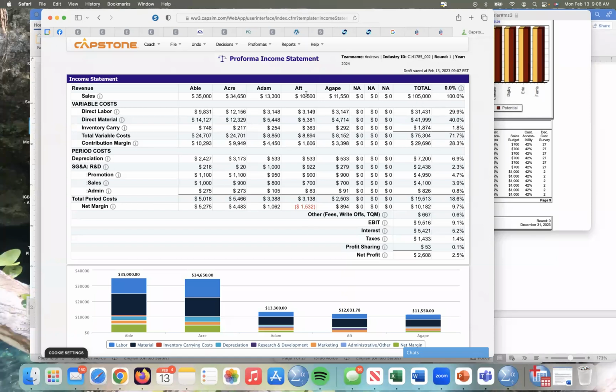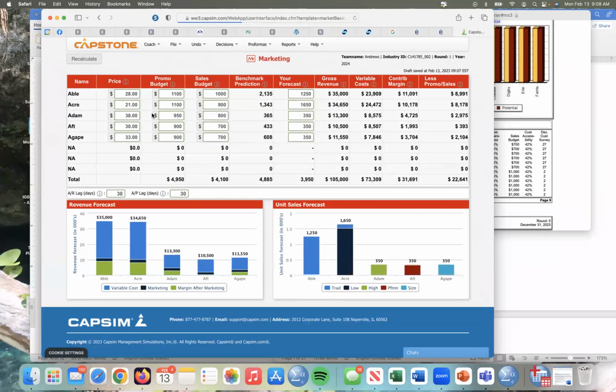So I want to correct this problem first with aft. And you can see my net profit margin with Adam and Agape are also low. And I think I can increase my price a bit looking at what happened in the first round. So for Adam, I'll leave it the same.